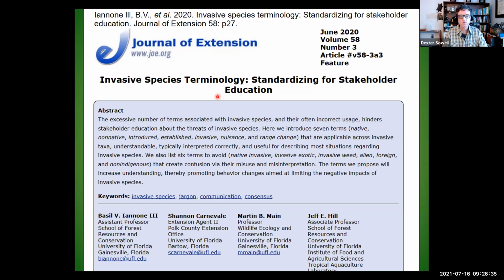So they're trying to get rid of that terminology, whereas with invasive, it's hard to imagine the general public wants to plant anything that sounds invasive. There's some other terminology that's getting simplified, so this is a good publication to check out, and you can find it online for free. It's in an open access journal.